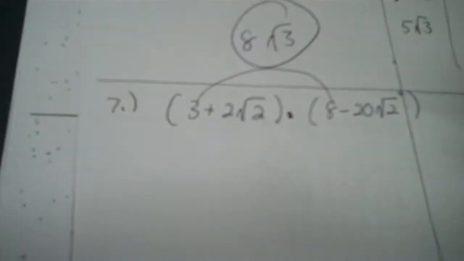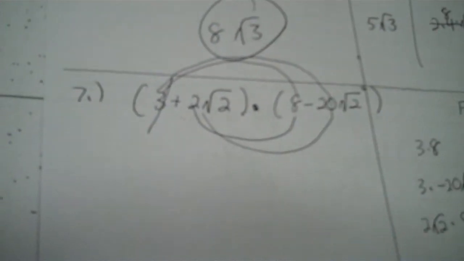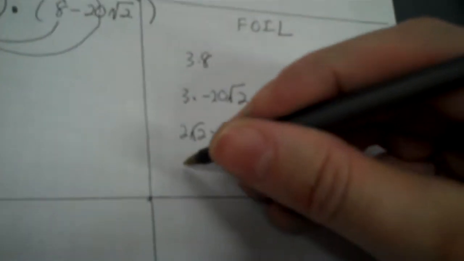Okay, it says FOIL. So 3 times 8, 3 times negative 20, but negative 20 has a square root of 2 next to it. I go to 2 and 8. 2 has a square root of 2. The 8 doesn't have anything. It's a constant. Then 2 times negative 20. The 2 has a square root of 2, and so does the negative 20.